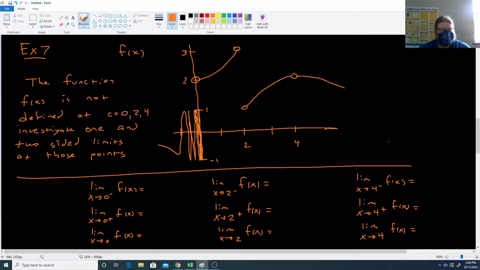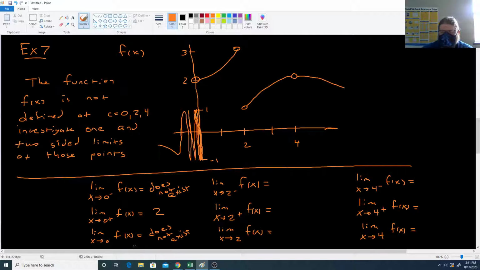Okay, so as we approach 0 from the left, we're in this half of the graph where things are wiggling back and forth too much. It's bouncing back and forth between 1 and negative 1. So this does not exist. As we approach 0 from the right, we're coming down on this, so we're approaching 2. Well, the left-hand limit here does not exist, so the two-sided limit can't exist. Does not exist and the number 2 aren't the same thing, so we can say the two-sided limit does not exist.